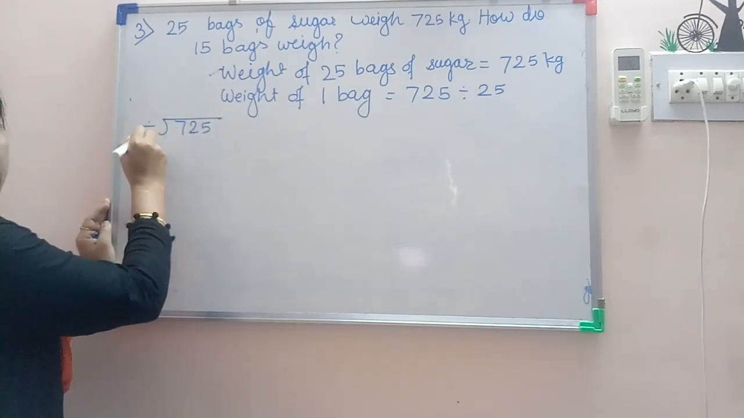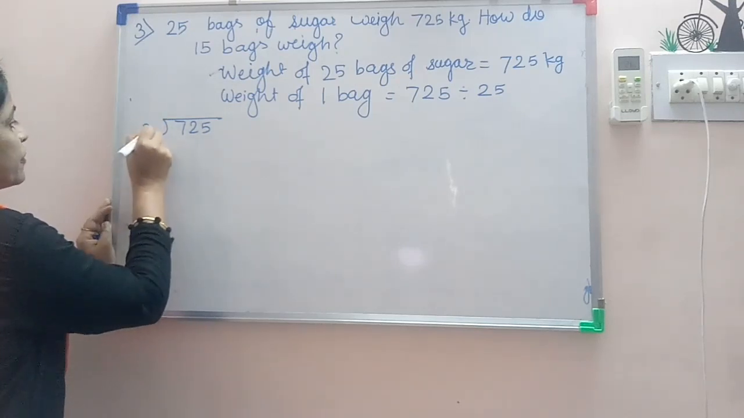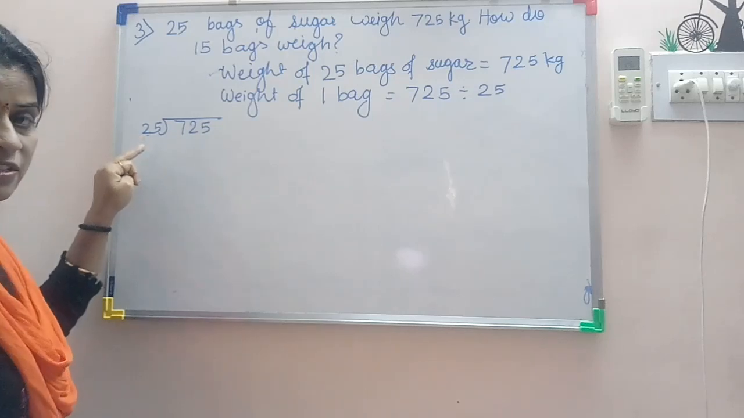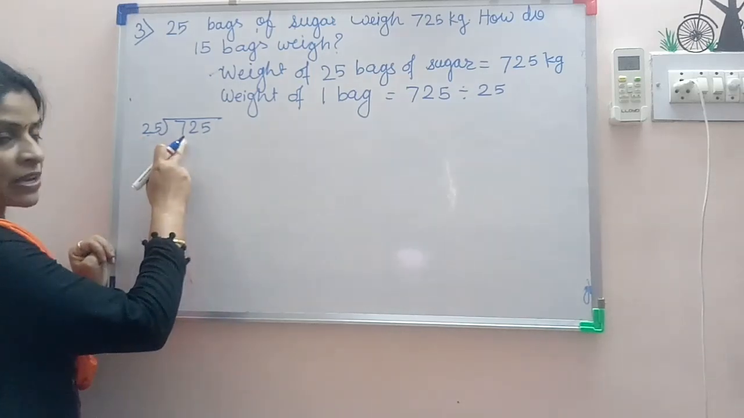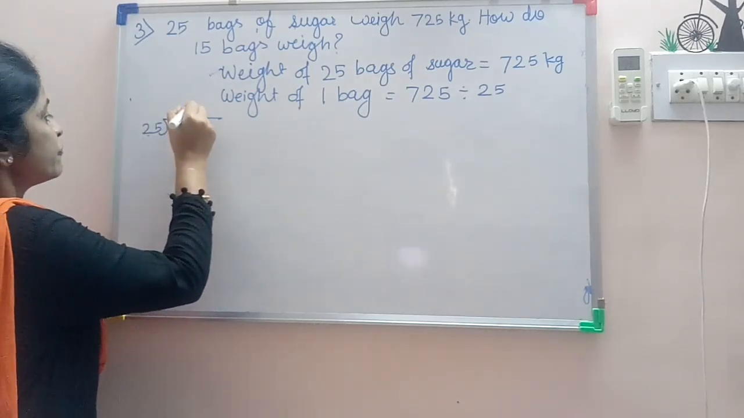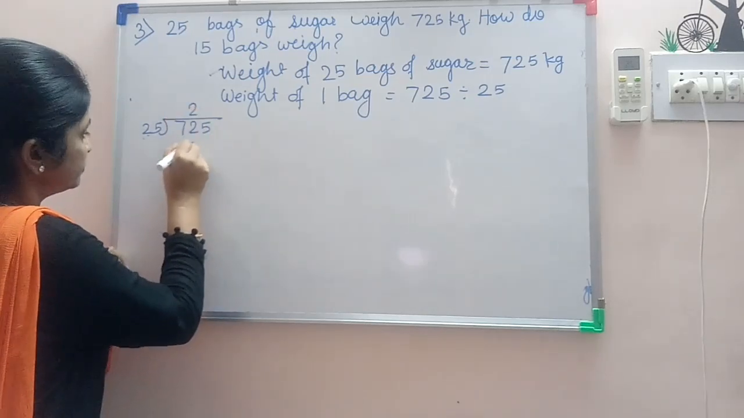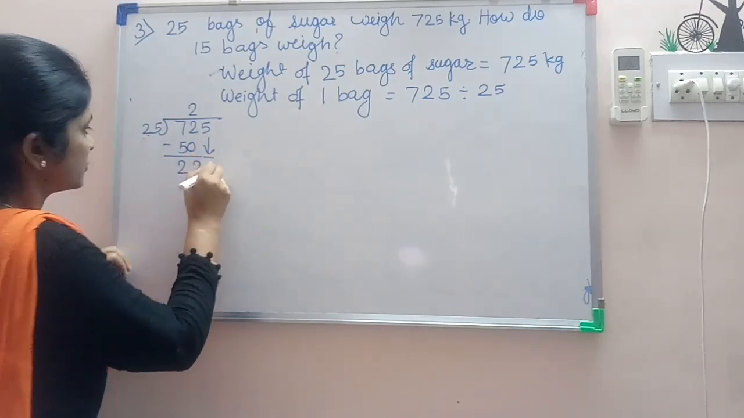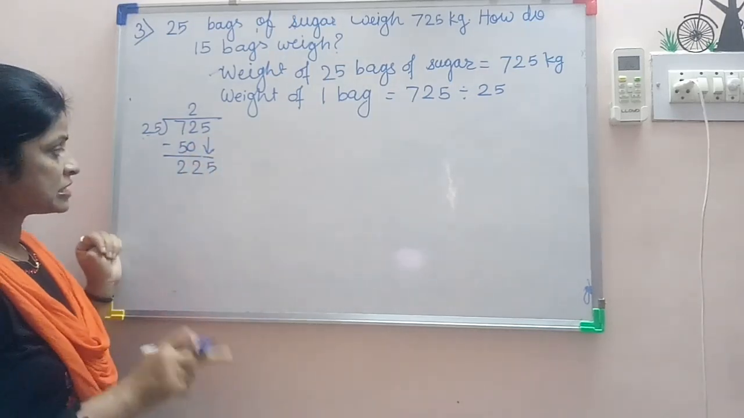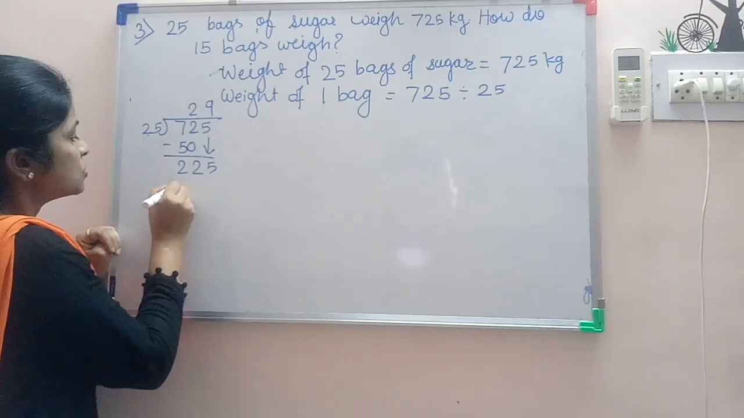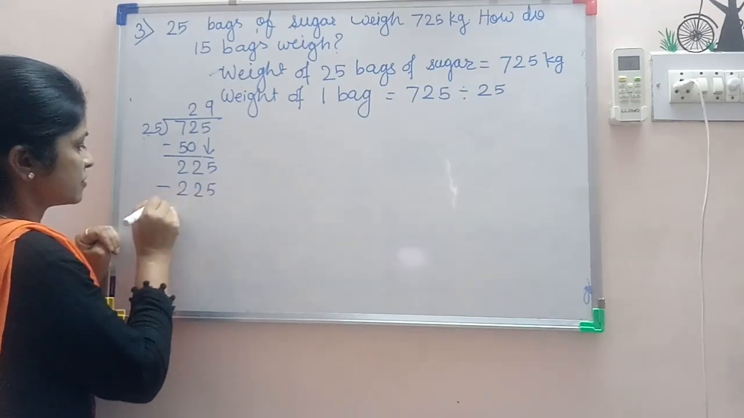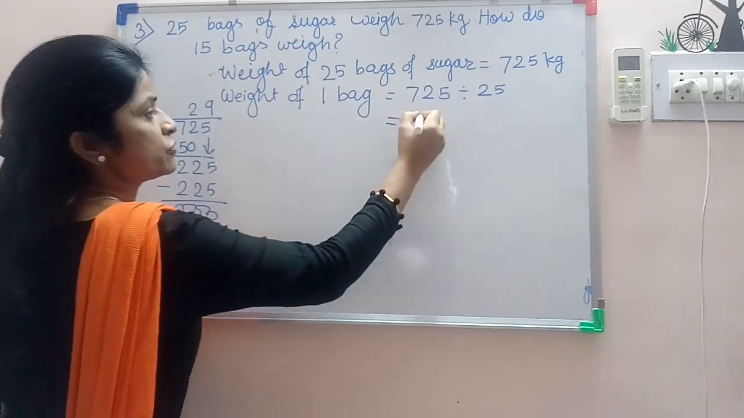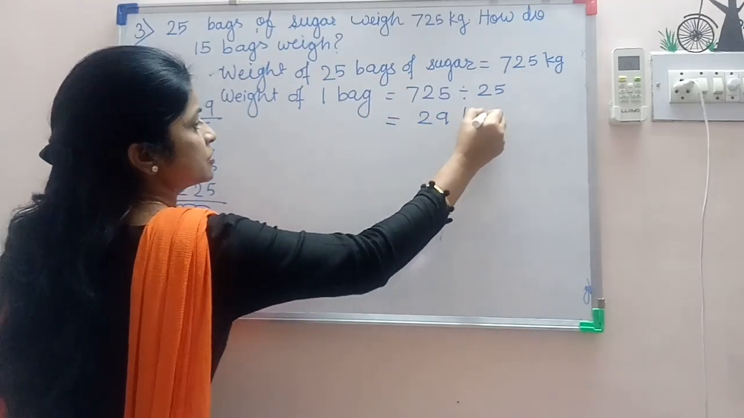725 divided by 25. Now 25 ones are 25, 25 twos are 50, 25 threes are 75. So 75 is bigger, so we'll write 25 twos are 50. We'll subtract and bring the 5 down. Now 25 nines are 225. So here the weight of one bag is equal to 29 kg.